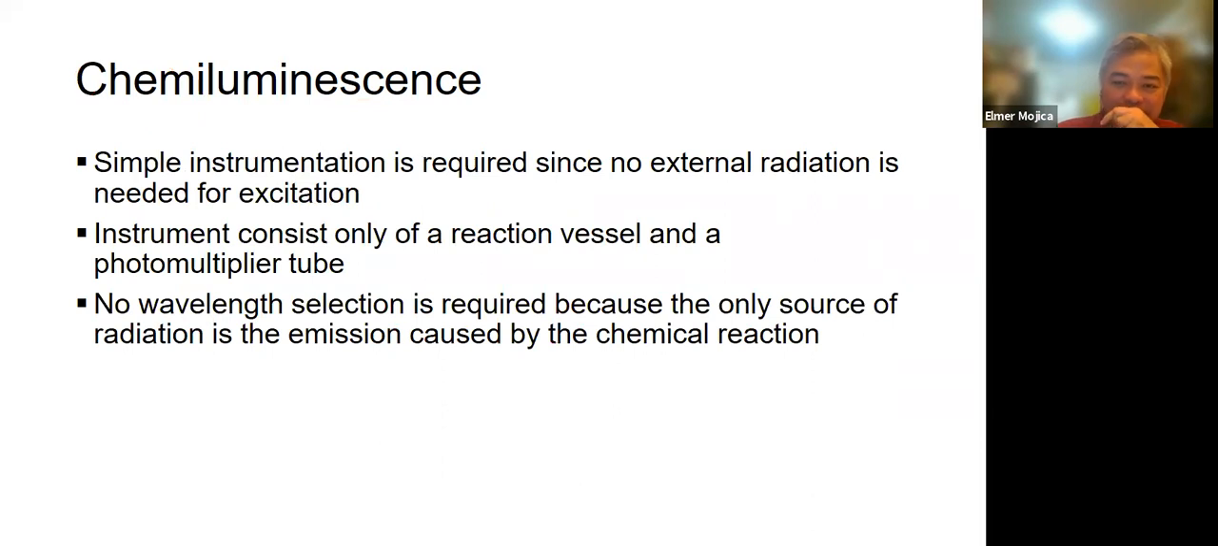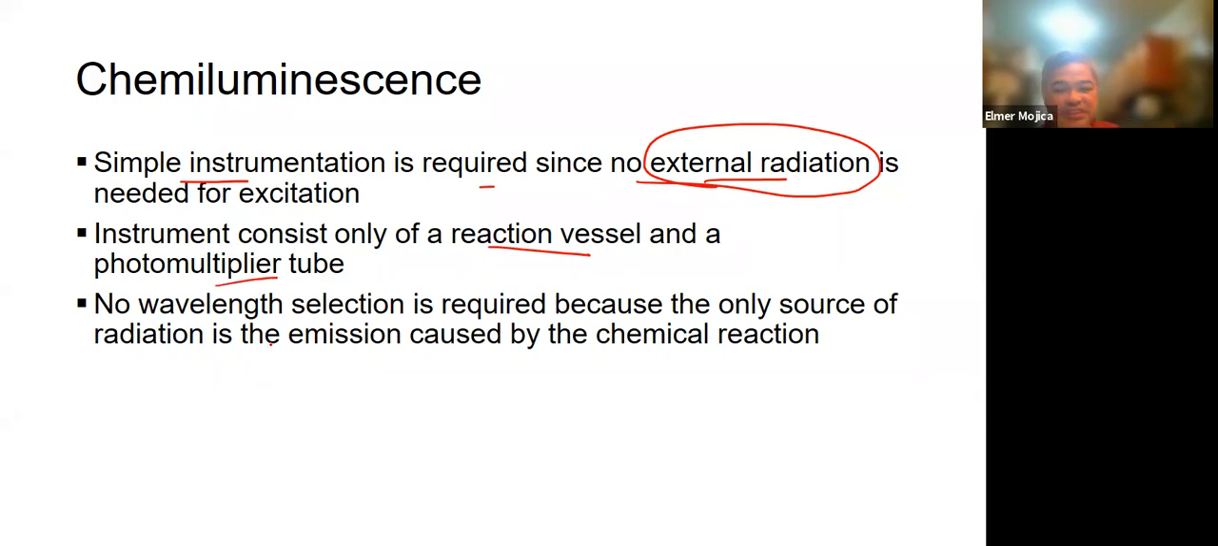Okay. So when you're doing chemiluminescence, it's simple instrumentation that is required because there's no external radiation needed for excitation. Usually saan? Yung system mismo ang nagpro-produce ng light. So wala kang tinatawag na light source. Okay? Instrument consists only of a reaction vessel and a PMT, photomultiplier tube. So all you need to do is what? Seal the system in a container or reaction vessel, and then make sure na meron kang detector na naka-allotted doon. Yung detector na yun, yung photomultiplier tube.